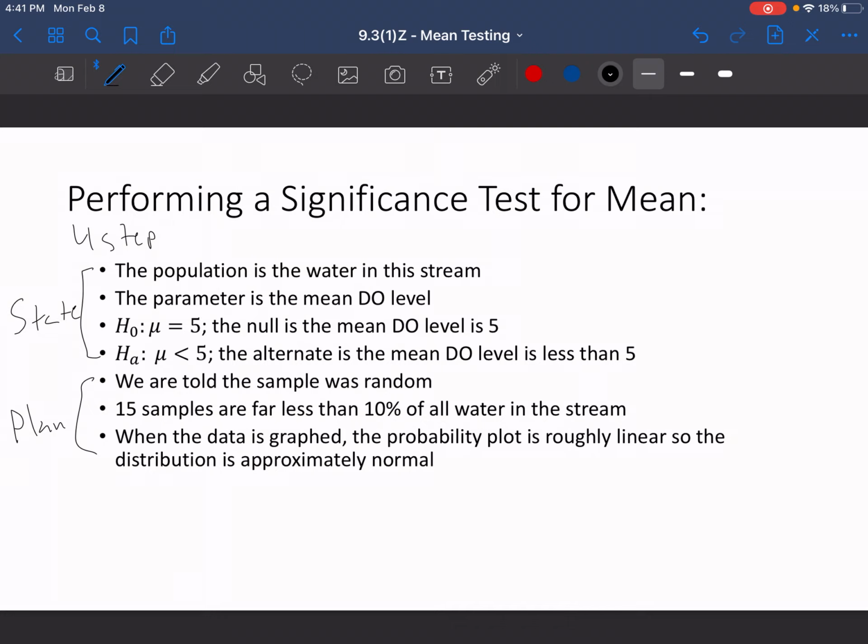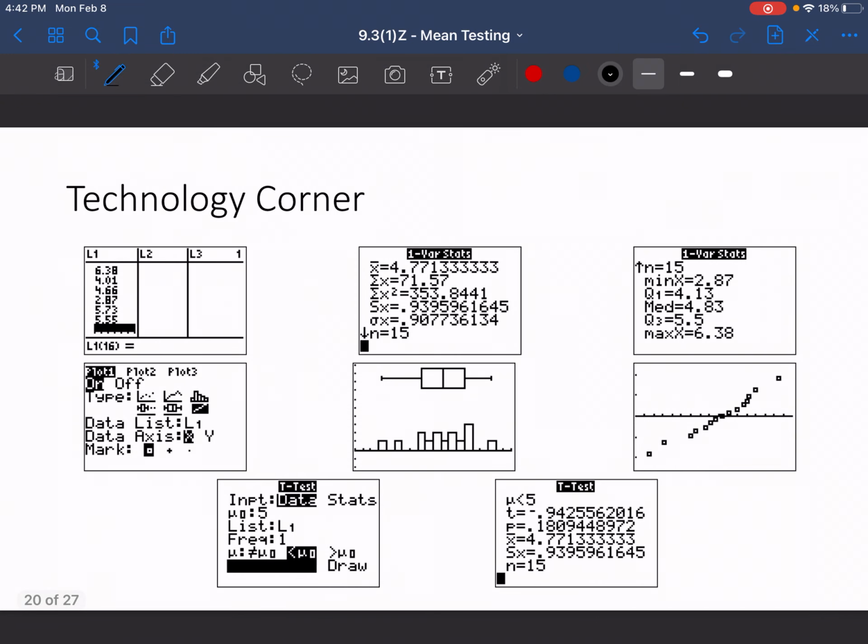15 is going to be far less than 10% of all of the water in the stream, or 15 points of the water is going to be far less than 10% of all the water in the stream. And then when the data is graphed, so when we plug all of the data into stat edit right there, if we plot that right here, we kind of see that we're getting a normal distribution in this point.